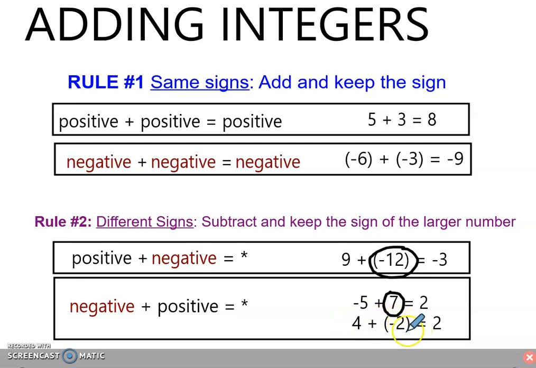4 plus negative 2, the rule says to subtract because it's two different signs, so I get 2. And then 4 plus negative 2 would be a positive 2 because 4 is bigger. So two rules: same signs, add and keep the sign. Different signs, you subtract them, but keep the sign of the larger number.